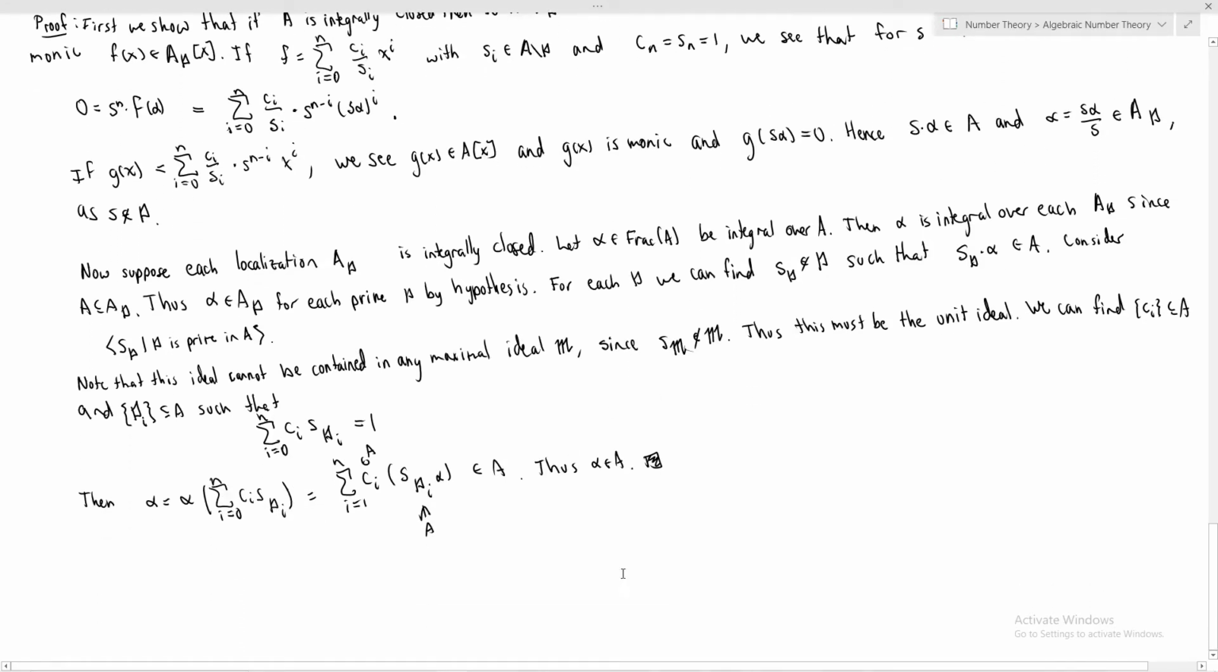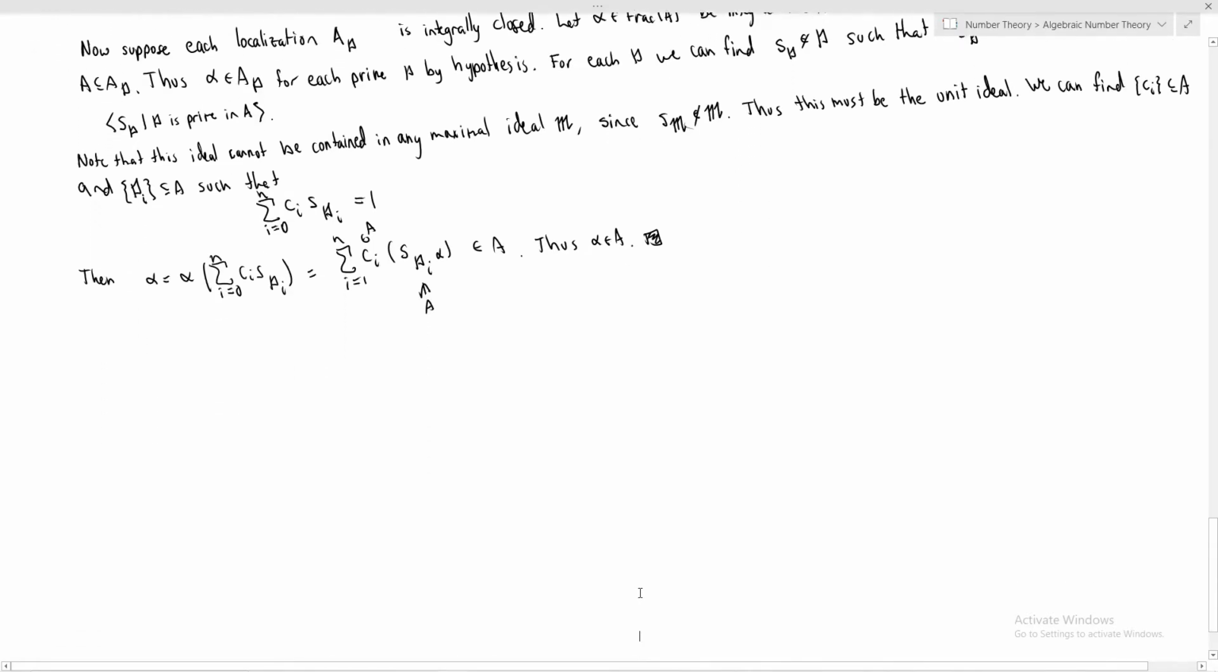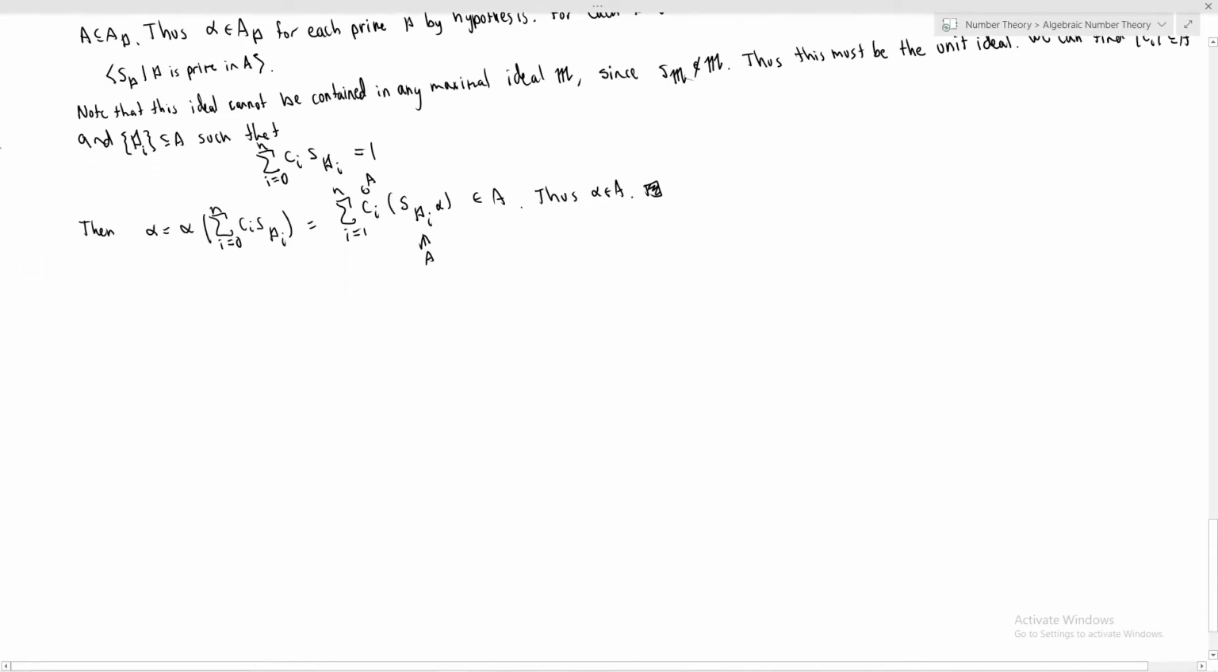So the next thing I'm going to prove is this second condition, or second statement, on Dedekind domains. So this is 26.2, proposition.